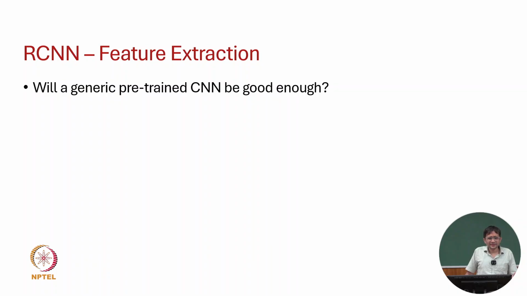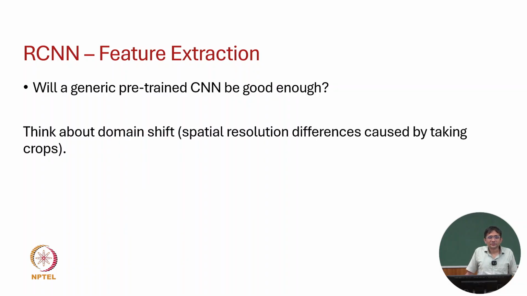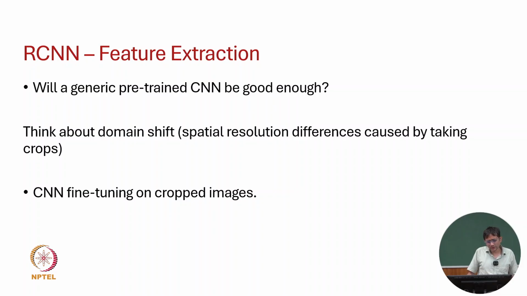We cannot really go for a proper domain adaptation kind of mechanism here. Rather, we need to think about some simple approach, how we can account for this domain shift in this particular case. And there comes a solution: let us fine tune the CNN on the cropped images.